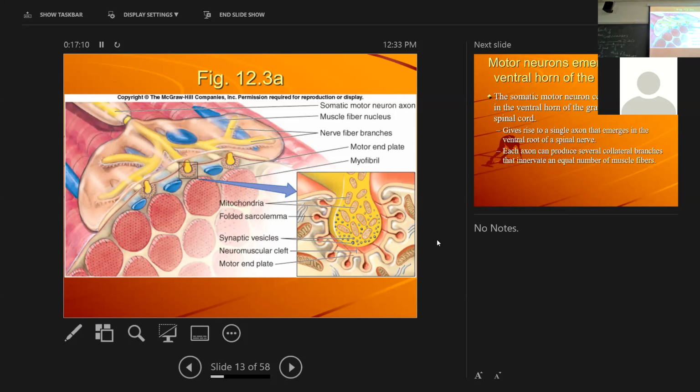Now, this motor neuron, as you can see, is loaded with synaptic vesicles. Those synaptic vesicles are full of acetylcholine. All motor neurons release acetylcholine, all.